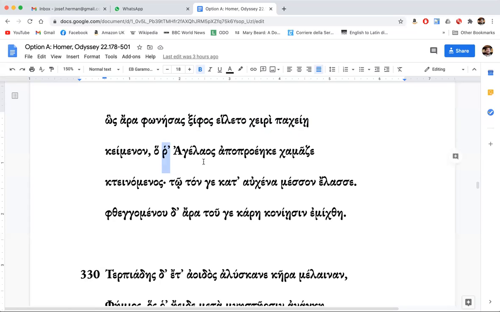So a sword which Agelaos had apoproeke, a rather long, complicated word, apoproeke, which means had dropped, basically, had let fall. Chamadis. Now, chamadis means to the ground, right?